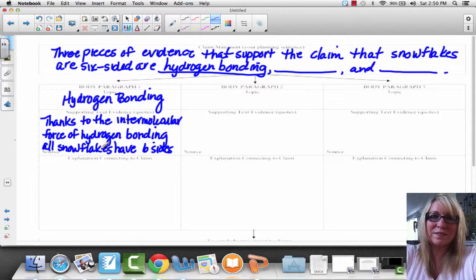What we need to do now is find specific details for the example. So we need to conclude the paragraph by connecting the example to the thesis. So one might say, this example shows that snowflakes have 6 sides because... So we're going to go back to the reading and we're going to find an actual connection to the claim.